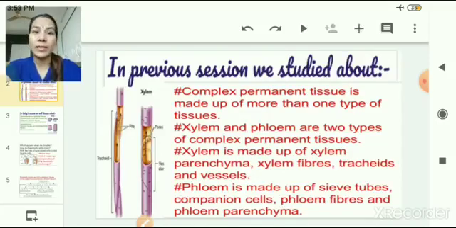We also learned that xylem is made up of xylem parenchyma, xylem fibers, tracheids and vessels. Similarly, phloem is also made up of sieve tubes, companion cells, phloem fibers and phloem parenchyma.